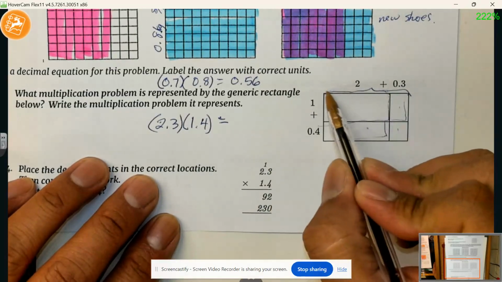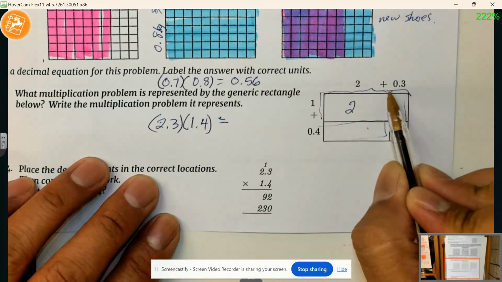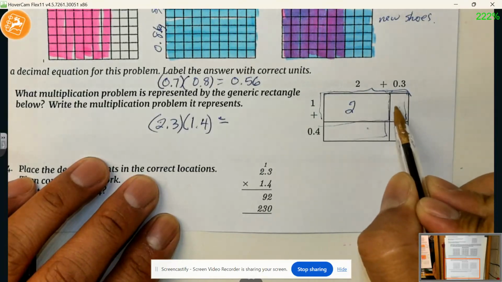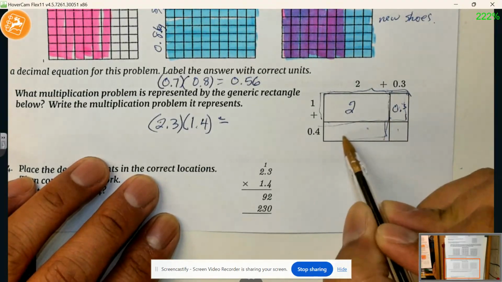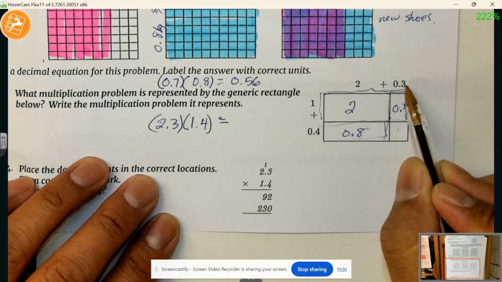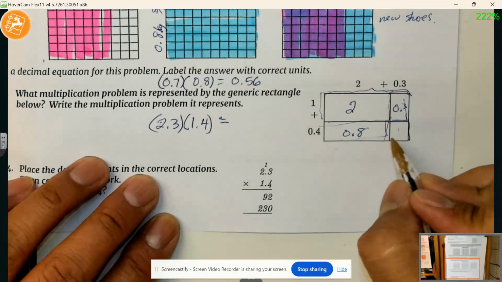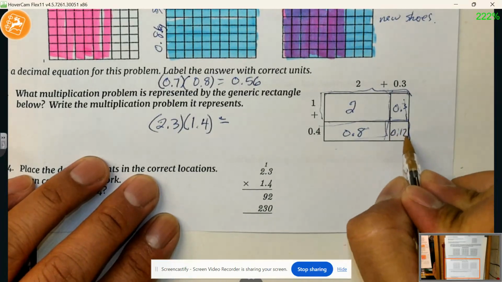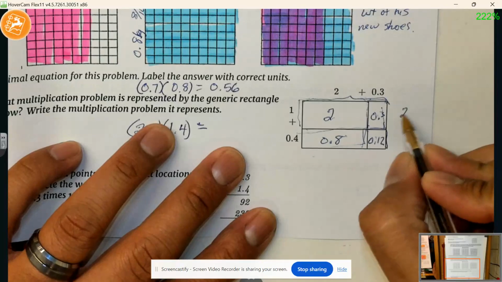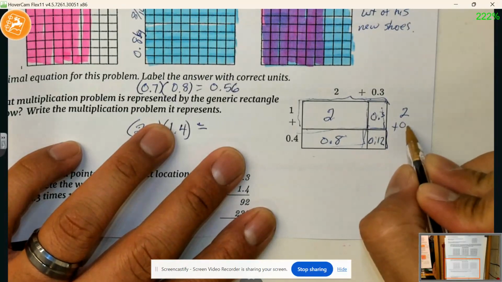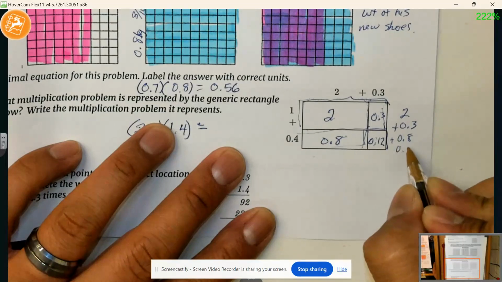Okay, so let's see. The base and the height, that's 2 by 1, which is 2 units. 3/10 by 1, which is 3/10 units. 2 by 4/10, which is 8/10 of a unit, and this is 3/10 by 4/10. What is 3/10 times 4/10? And that would be 12 hundredths. All right, so adding all of those up, we have 2 plus 0.3 plus 0.8 plus 0.12.